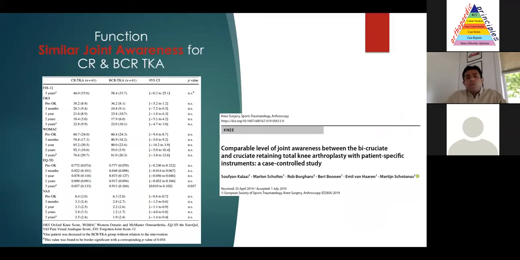What about the bicruciate retaining design? Well, it seems like keeping their ACL, which seems to provide that proprioceptive advantage, doesn't seem any different between a cruciate retaining and a bicruciate retaining design. There seems to be similar joint awareness or a similar forgotten knee score or a forgotten joint score.